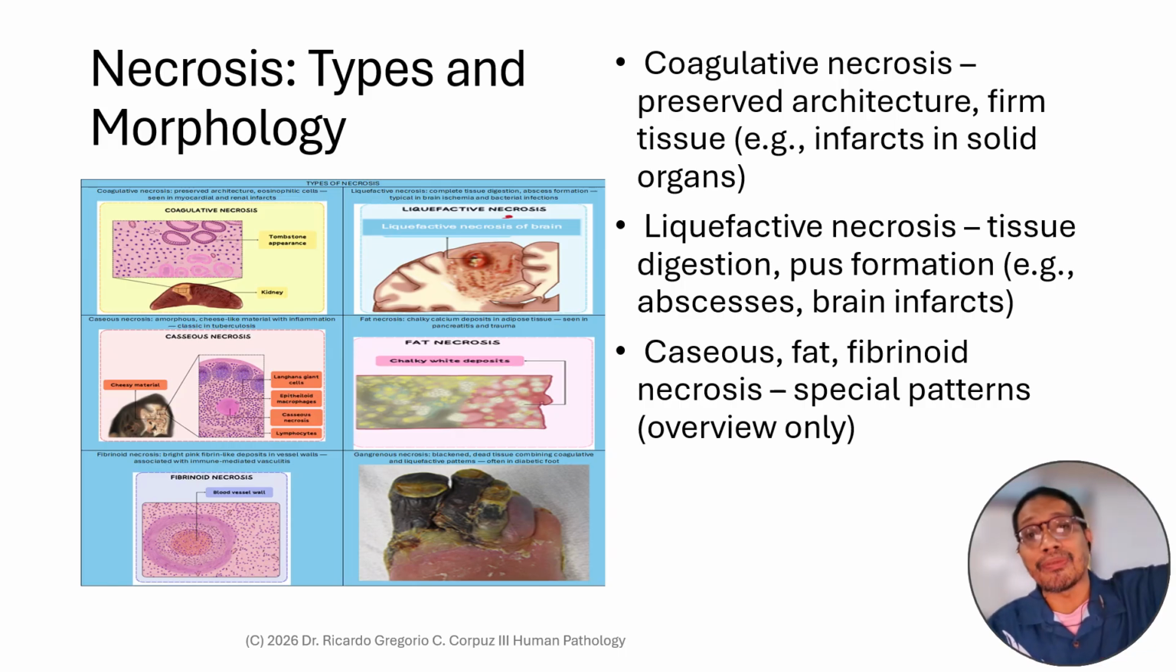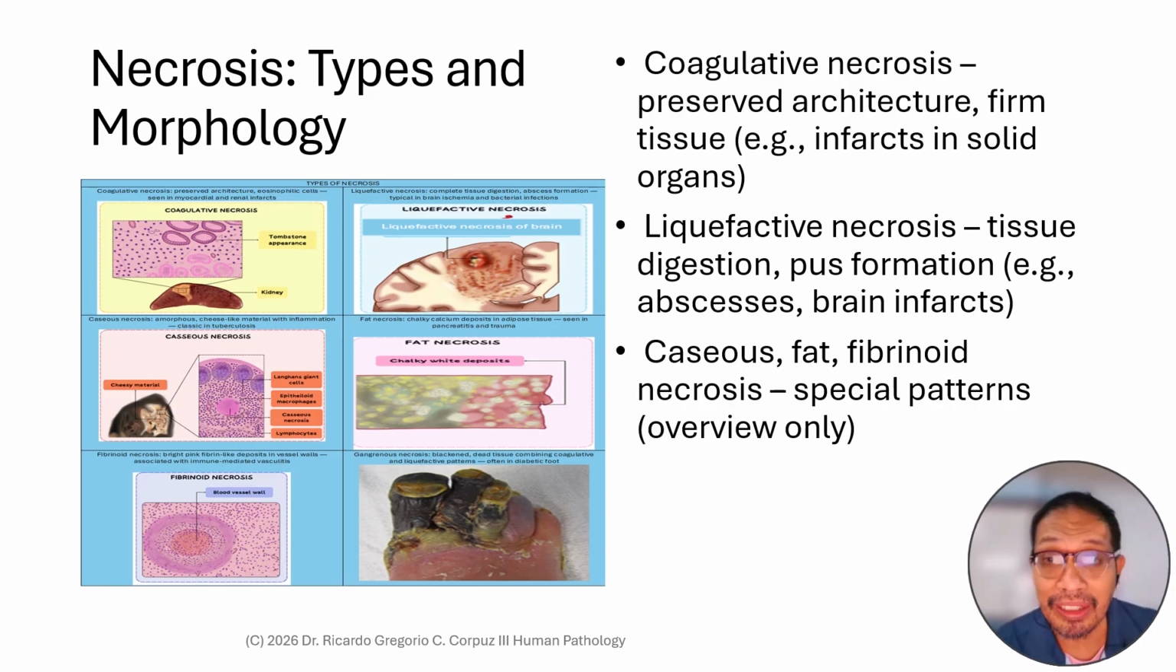Number one, coagulative necrosis, which is the most common pattern in solid organs, such as the heart and kidney. In coagulative necrosis, the overall architecture of the tissue is preserved for several days, even though the cells themselves are dead. This occurs because the injury denatures not only structural proteins, but also enzymes that would normally digest the dead cell. As a result, the tissue becomes firm, pale, and retains its outline. A classic example is a myocardial infarct.